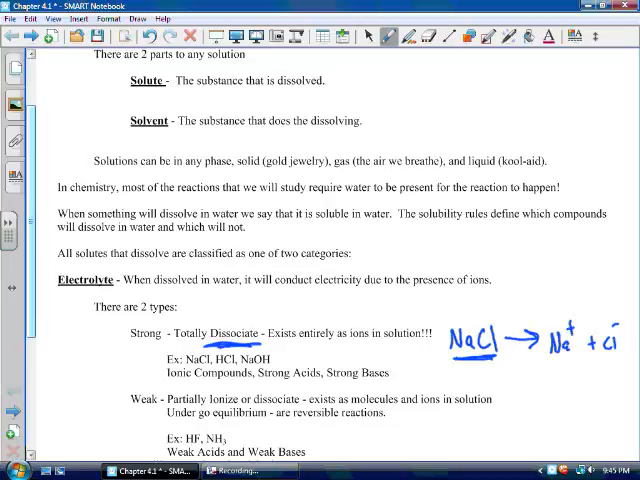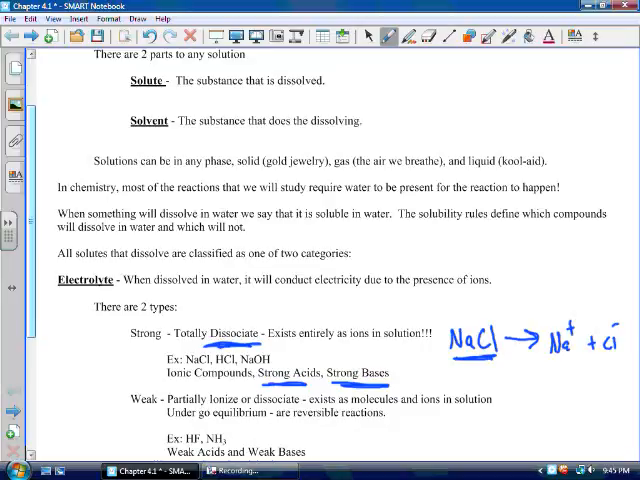Now, the things that are classified as strong electrolytes are ionic compounds, which you know how to identify as a metal and a nonmetal, strong acids, and strong bases. At this point, you do not know how to identify those, so for the time being, just know that strong acids and strong bases are considered to be strong electrolytes as well. We'll talk more about those in the upcoming sections.